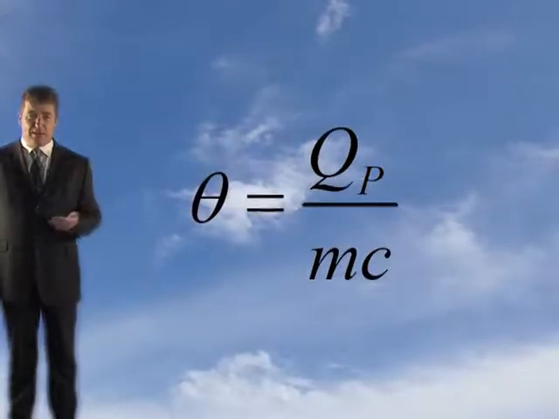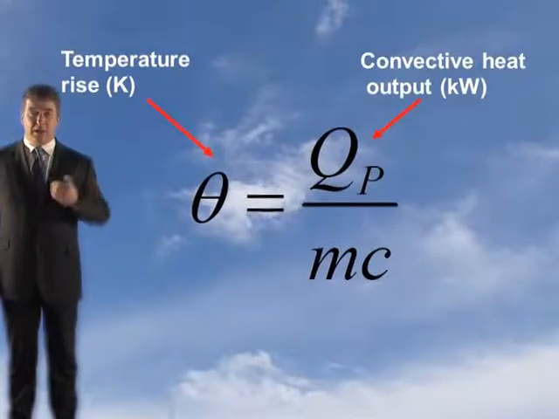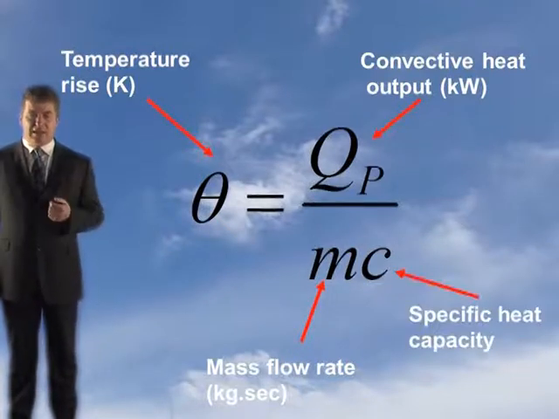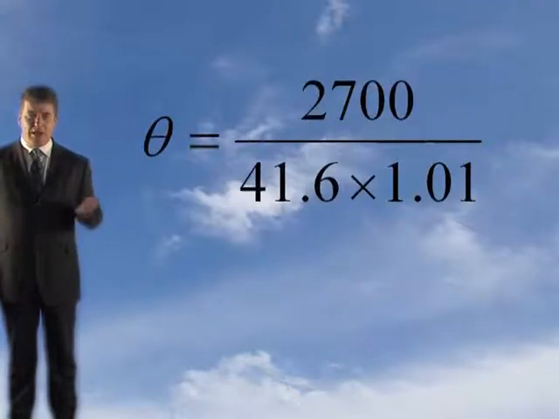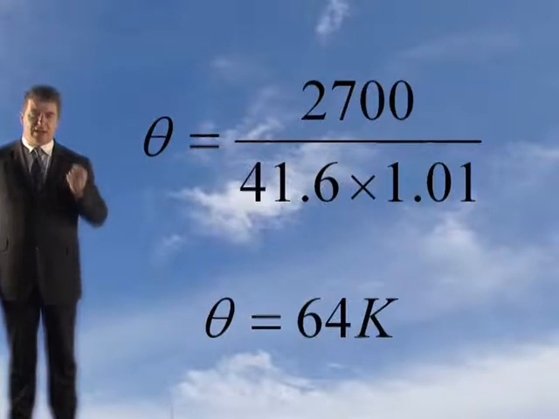Theta equals QP divided by MC, where theta is the temperature rise, QP is the convective heat output in kilowatts, M is the mass flow rate of smoke in kilograms a second, and C is the specific heat capacity of air. You put them in here, you've got theta equals 2,700 divided by 41.6 times 1.01. You should have got a theta value of 64 degrees Kelvin. So that's the temperature increase of the smoke.